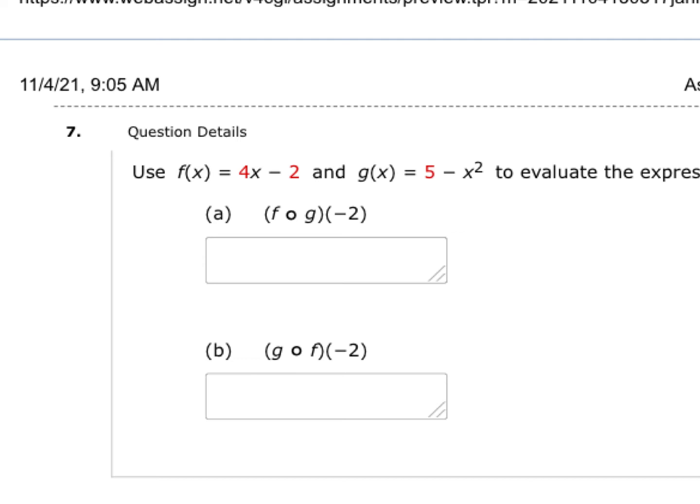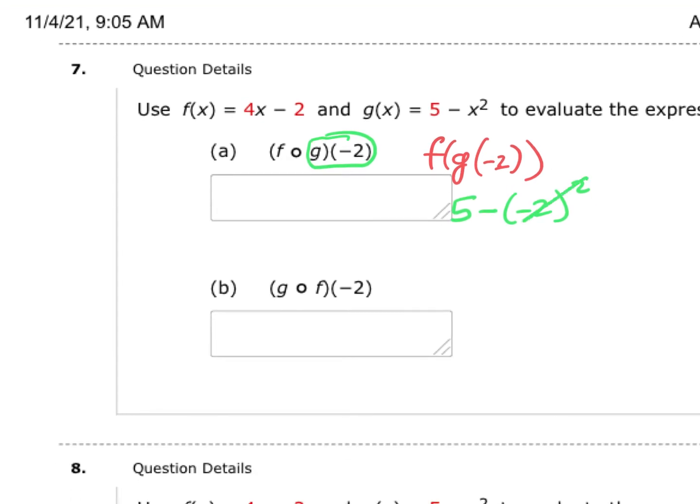That doesn't say f of g. It doesn't say f times g. This is the same thing as saying f of g of negative 2. How do you work? Inside out. So I'm going to take this right here and plug negative 2 into what function? The g. So I have 5 minus negative 2 squared. Everybody with me? What is negative 2 squared? 4. And 5 minus 4 is? Positive 1.